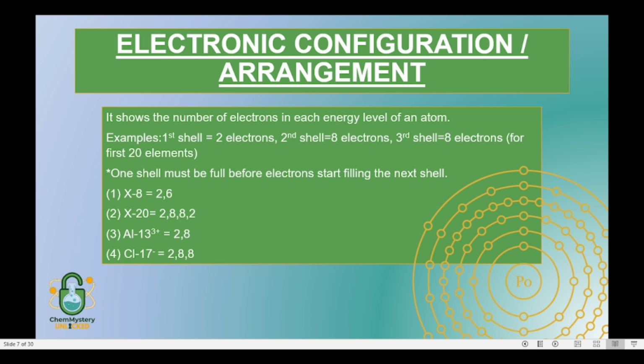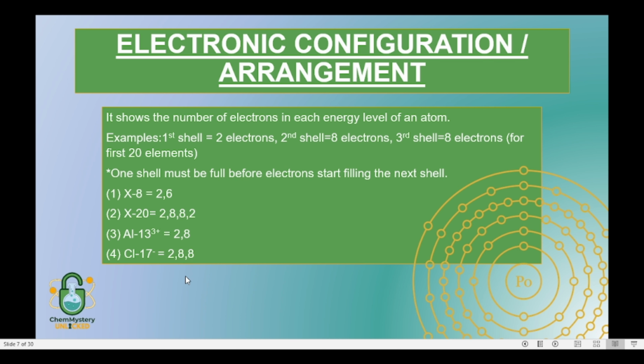Now let's move on to the third one, aluminium 13. Al 3+ equals 2, 8 because it loses 3 electrons. Aluminum loses 3 electrons. So therefore in the first shell it has 2 electrons, and in the second shell it has 8 electrons. Now let's move on to chlorine, 17 electrons. It gains 1 electron. In the first shell it has 2 electrons. In the second shell it has 8 electrons. In the third shell it has 8 electrons. So it becomes fully stable.